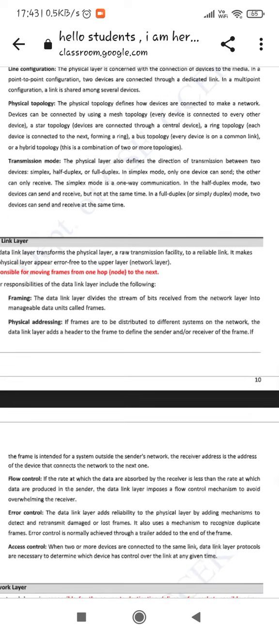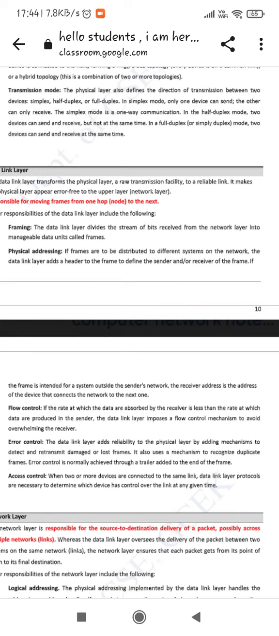Transmission mode. The physical layer also defines the direction of transmission between the two devices: simplex, half duplex, or full duplex. In simplex mode, only one device can send and the other can only receive. The simplex mode is one-way communication. In the half duplex mode, the two devices can send and receive but not at the same time. In a full duplex mode, two devices can send and receive at the same time.